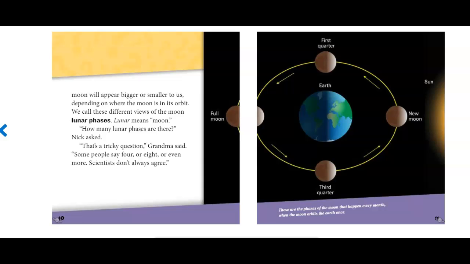"How many lunar phases are there?" Nick asked. "That's a tricky question," Grandma said. "Some people say 4 or 8 or even more. Scientists don't always agree." And here you can see how the moon rotates around or orbits the Earth and the different phases of the moon.